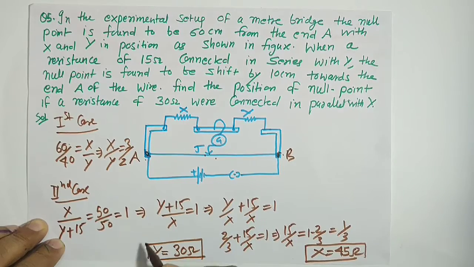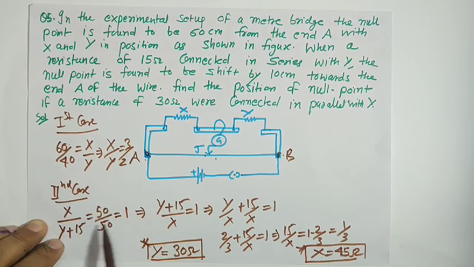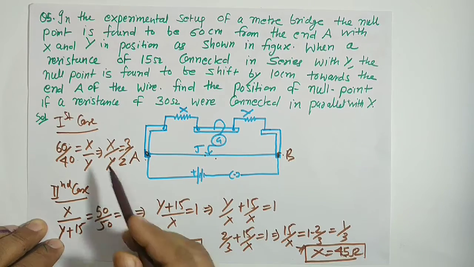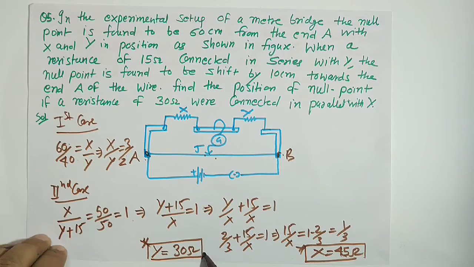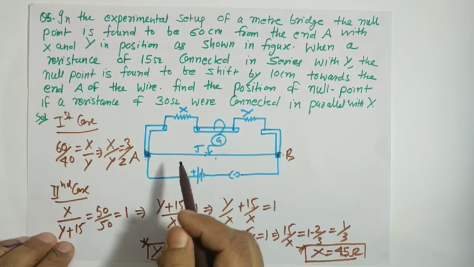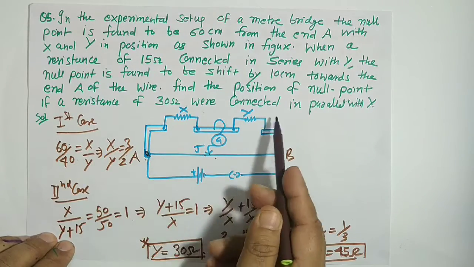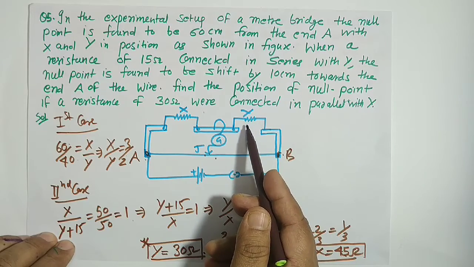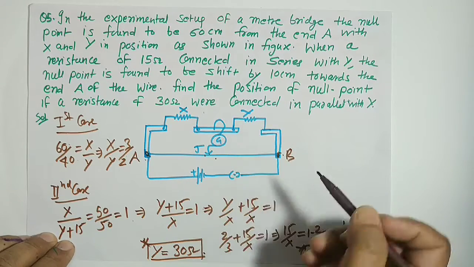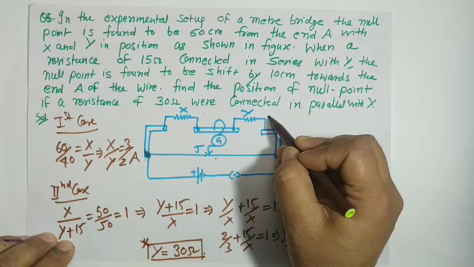So you calculated X and Y first. Are you getting it, repeating? This is the first equation, this is the second equation. Then you reciprocated, you put the values, you got X here, you put it here, you will get Y. And then finally you have to find the position of the null point if a resistance of 15 ohm is connected in parallel with Y. So if it is connected in parallel with Y, what will be its resistance?